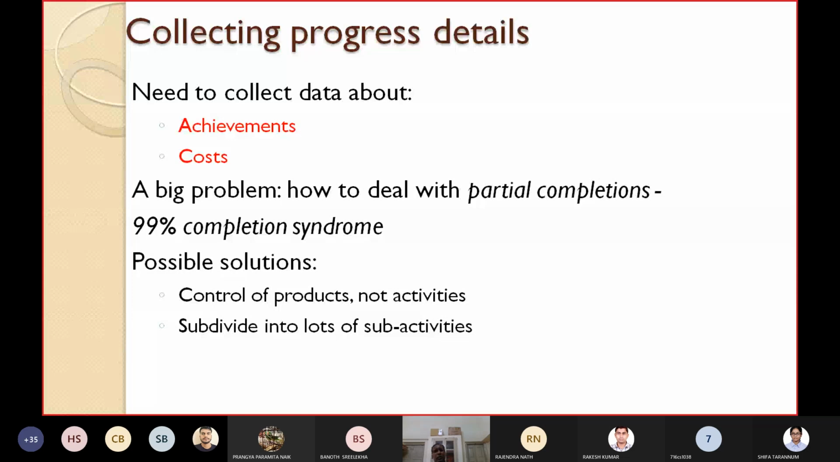Still, it will be necessary to gather information about the partially completed activities, and in particular forecasts of how much work is left to be completed. Even if you divide into smaller activities, you still have to collect information about the partially completed activities. It can be very difficult to make such a forecast accurately at an early stage.